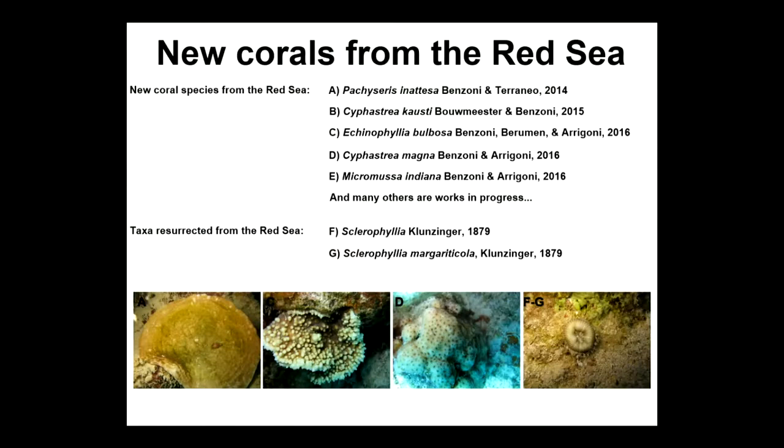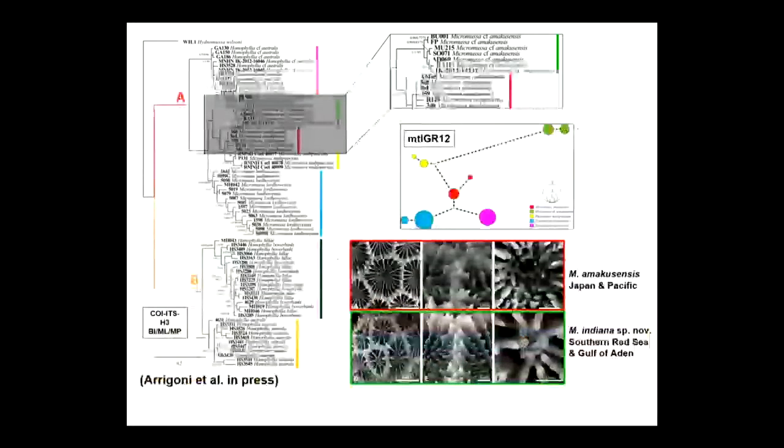And really I want to stress that a lot of this work comes from basically combining both the molecular information with the morphological information. And in this case, the morphological information comes from images of the microstructure of the skeleton, so SEM microscopy. Basically, they're combining these two types of information to reevaluate these taxa in the Red Sea. So this is just one example of that morphomolecular approach.